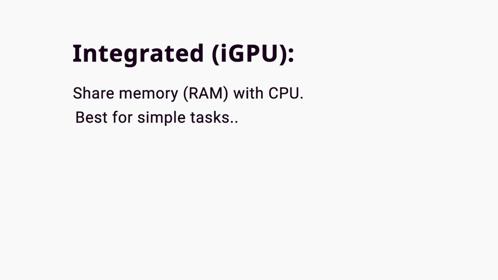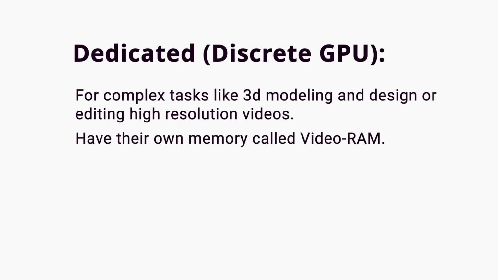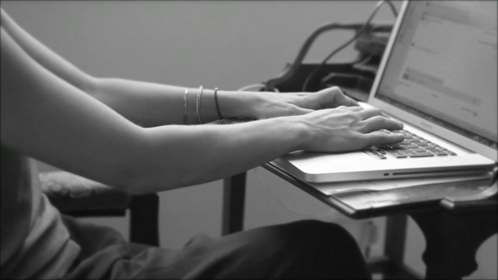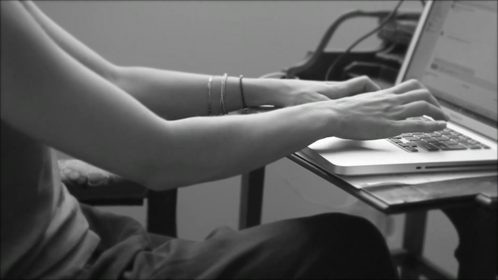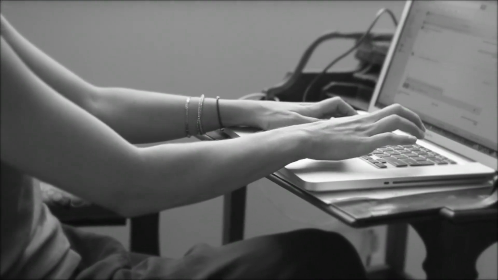Integrated GPU or iGPU comes integrated with the CPU and they don't have their own memory, and they share primary memory with the CPU. While simple graphics processing work can be easily handled by an iGPU, for heavy and complex tasks like processing high-resolution images or 3D modeling and design, or editing high-resolution videos, you need a discrete graphics card. Discrete graphics cards have their own memory called video memory or video RAM. The more the number of GPU cores, the higher the frequency and the larger the size of the video RAM, the GPU can handle and render graphics-intensive tasks without difficulty.